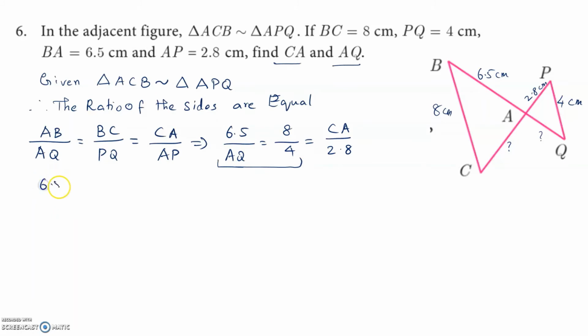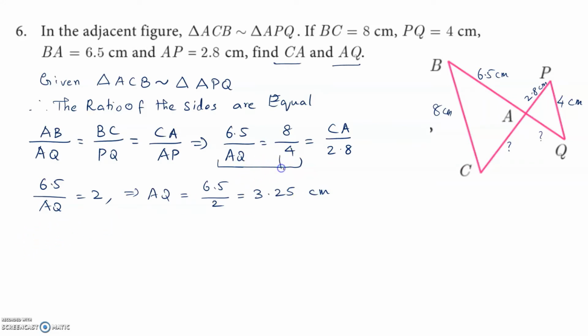So we can say 6.5 by AQ is equal to 2, because 8 by 4 is 2. So we can say AQ is equal to 6.5 by 2, and that will be equal to 3.25, and this will be in centimeters.